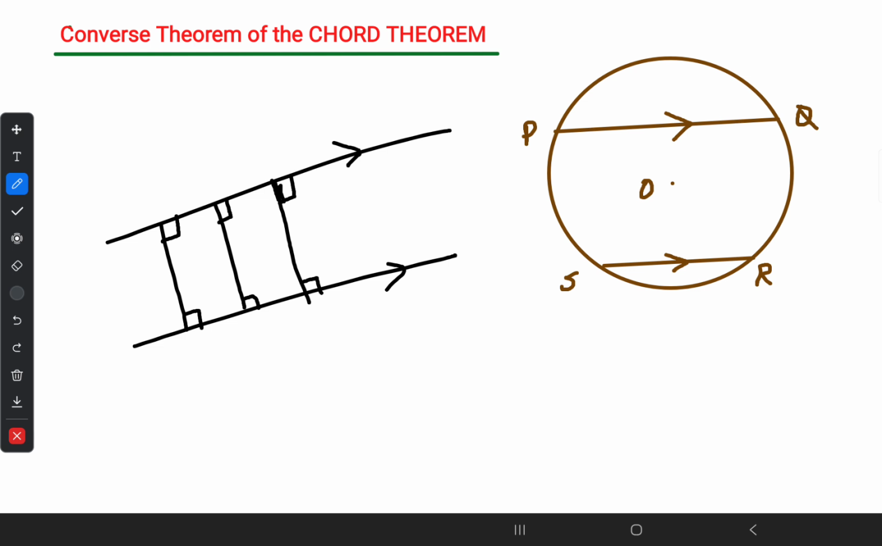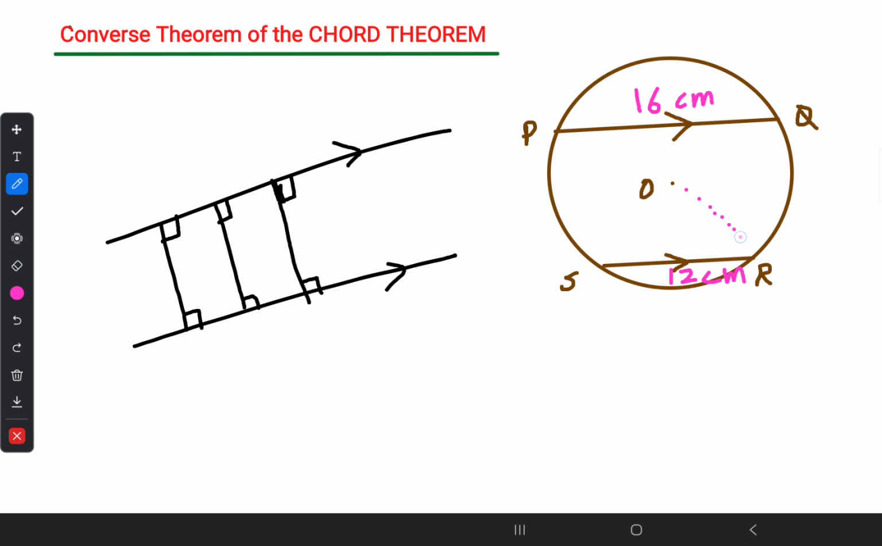And O is the center of the circle. The radius of the circle is 10 centimeters. PQ is 16 centimeters. SR is 12 centimeters. And the radius of the circle was 10 centimeters.